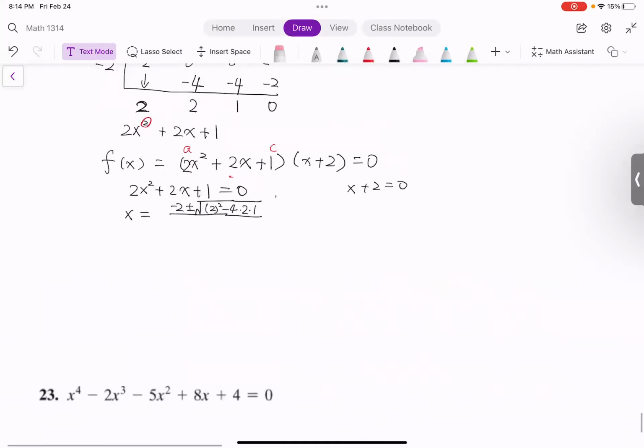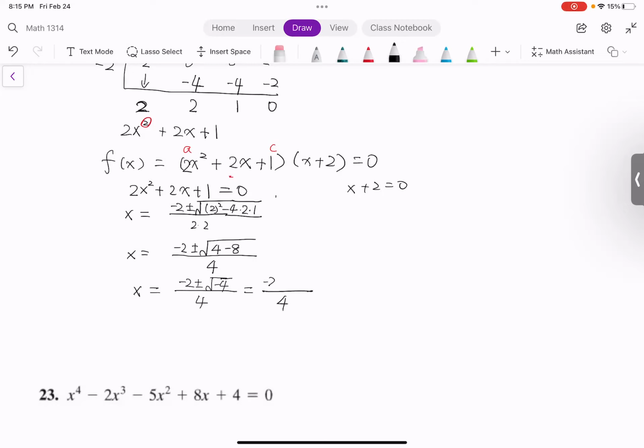I think that's enough. Okay, the bottom is 2a, 2 times 2. Let's simplify this. So the bottom one is 4, and the top is -2 plus or minus the square root of 4 minus 8. Oh, we are having a complex number, not a real number. So look at the square root. We have the square root of -4. So what is the square root of -4?